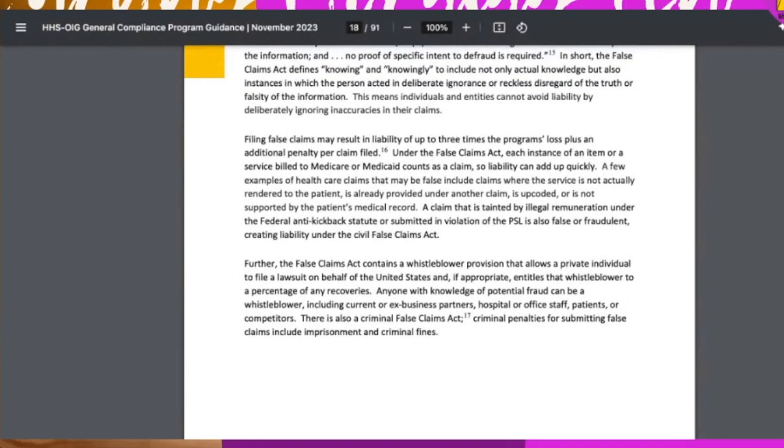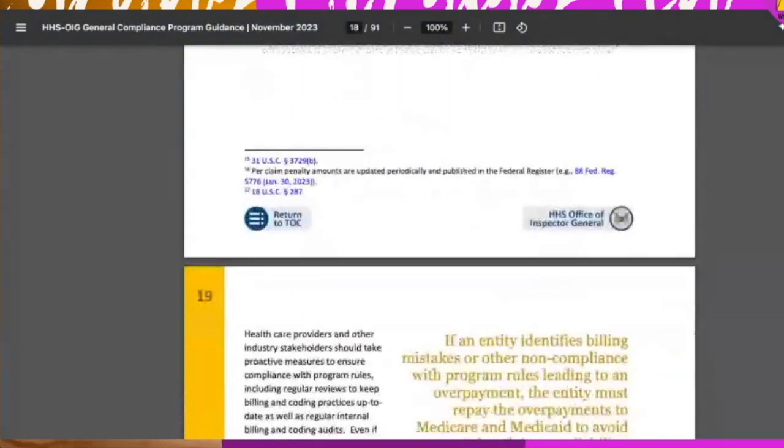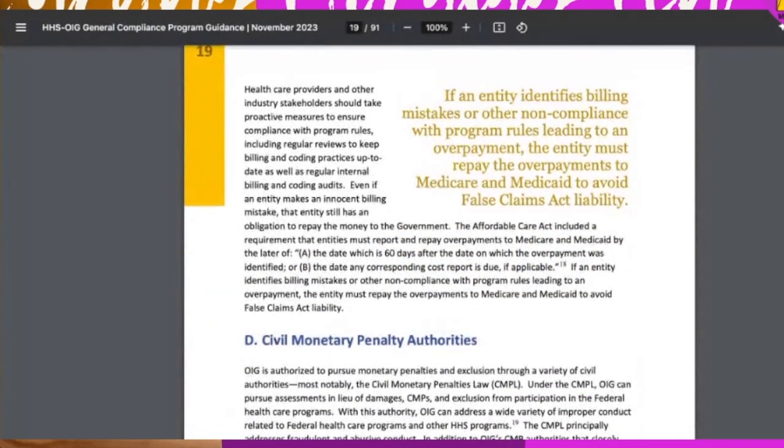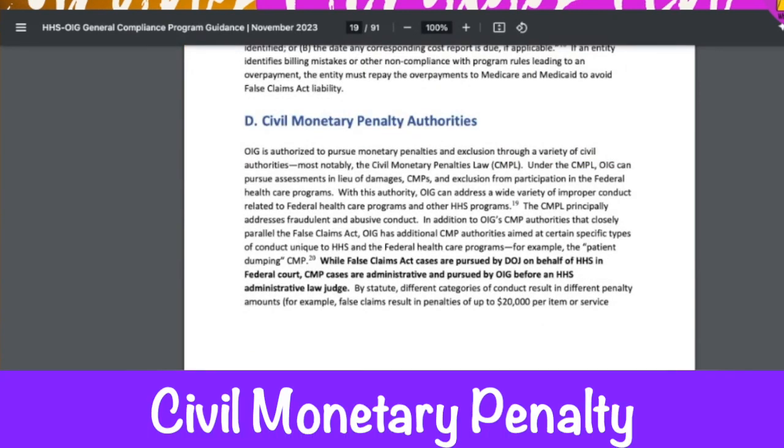So that's false claims. You can also go out to the actual False Claims Act that lists all of it. It tells you specifically what those penalties are. I don't think they've said it in here, because oftentimes they will go back and raise that penalty. So the additional penalty for each claim filed, up to $21,000 for each claim, plus 3 times the amount of the overage. All right, civil monetary penalties.